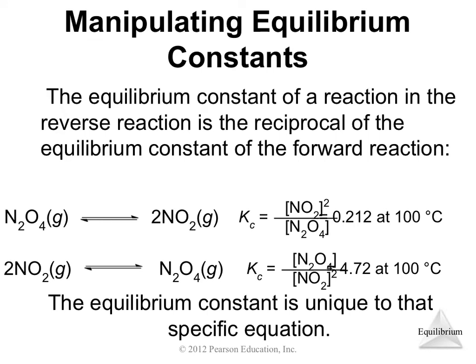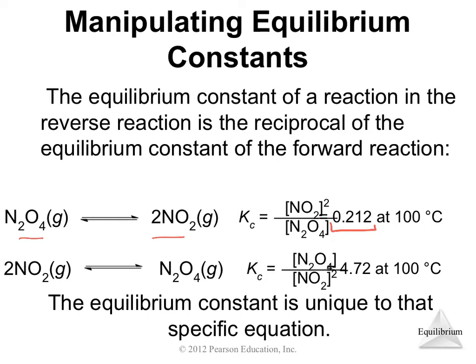Okay, so when we manipulate these equilibrium constants, we can do a few different things with them. If we're looking to find the Kc for the reverse reaction, one thing we need to know about the equilibrium constants is that the way we write them, products over reactants, we are writing an equilibrium expression for the forward reaction. Here, our reaction is N2O4, and our products are two NO2s. We do products over reactants, and we get a value of 0.212 at 100 degrees Celsius.